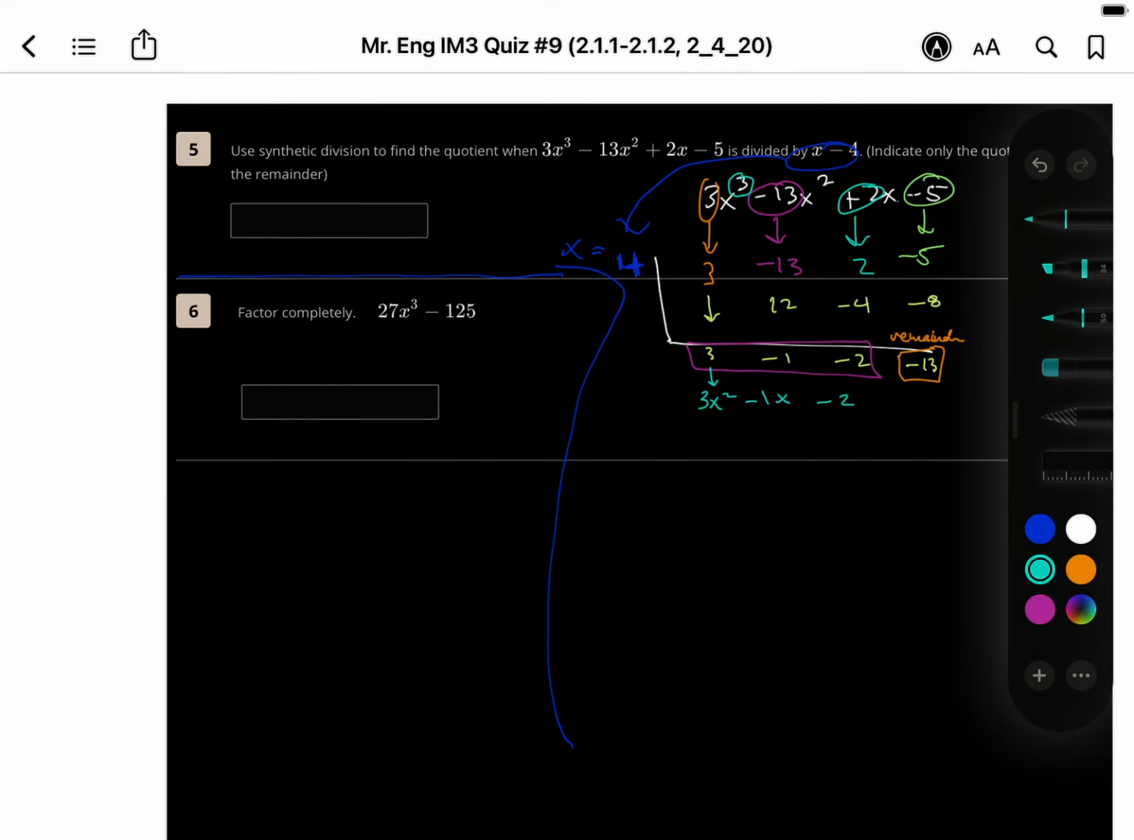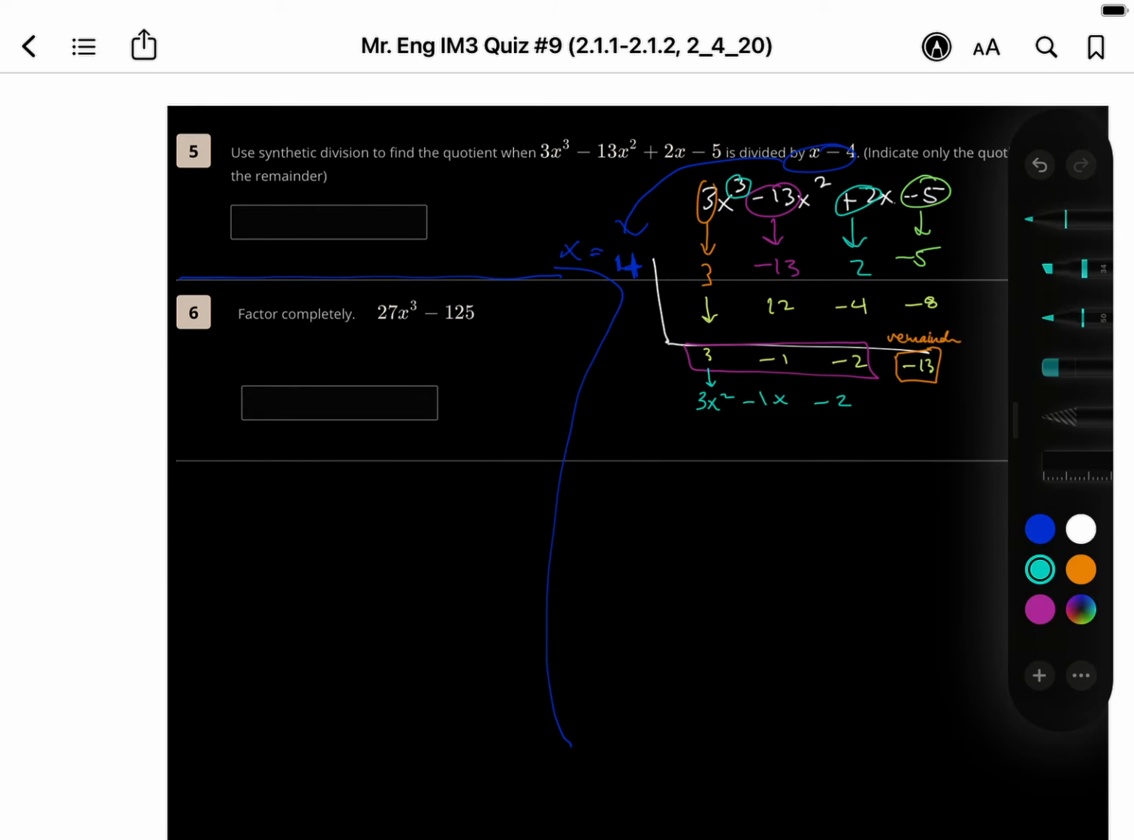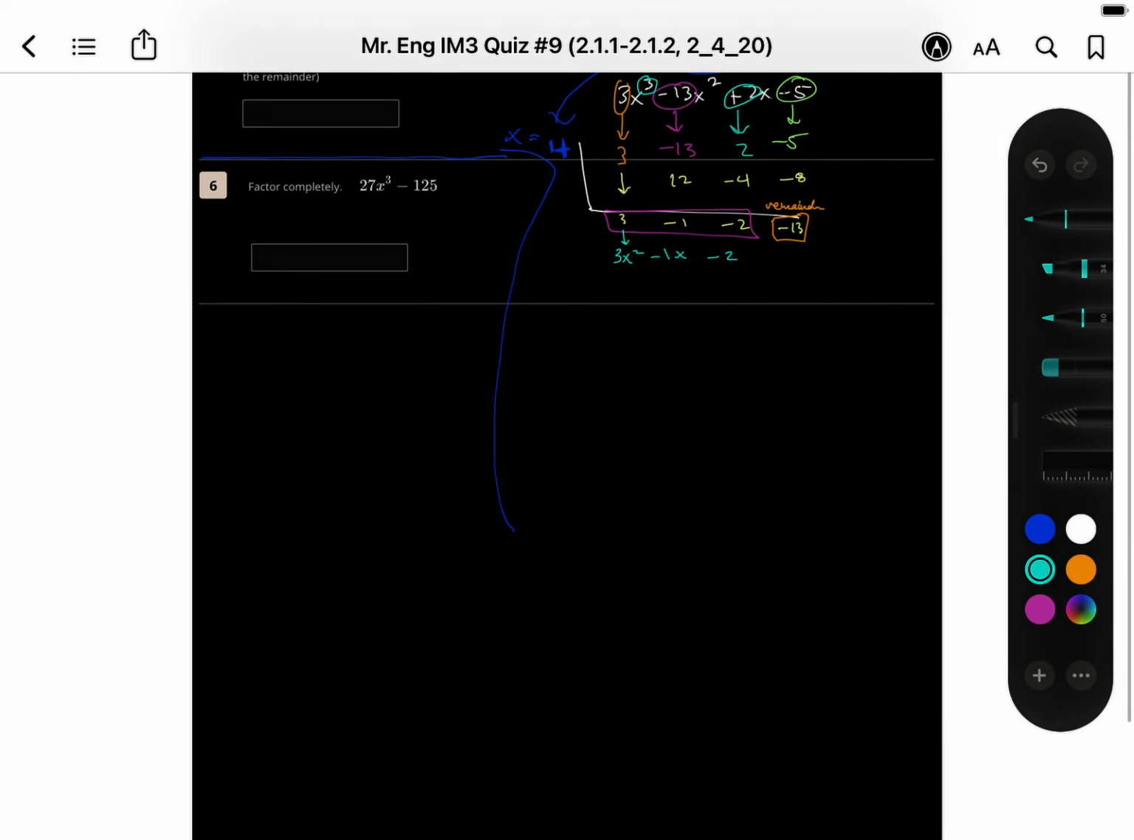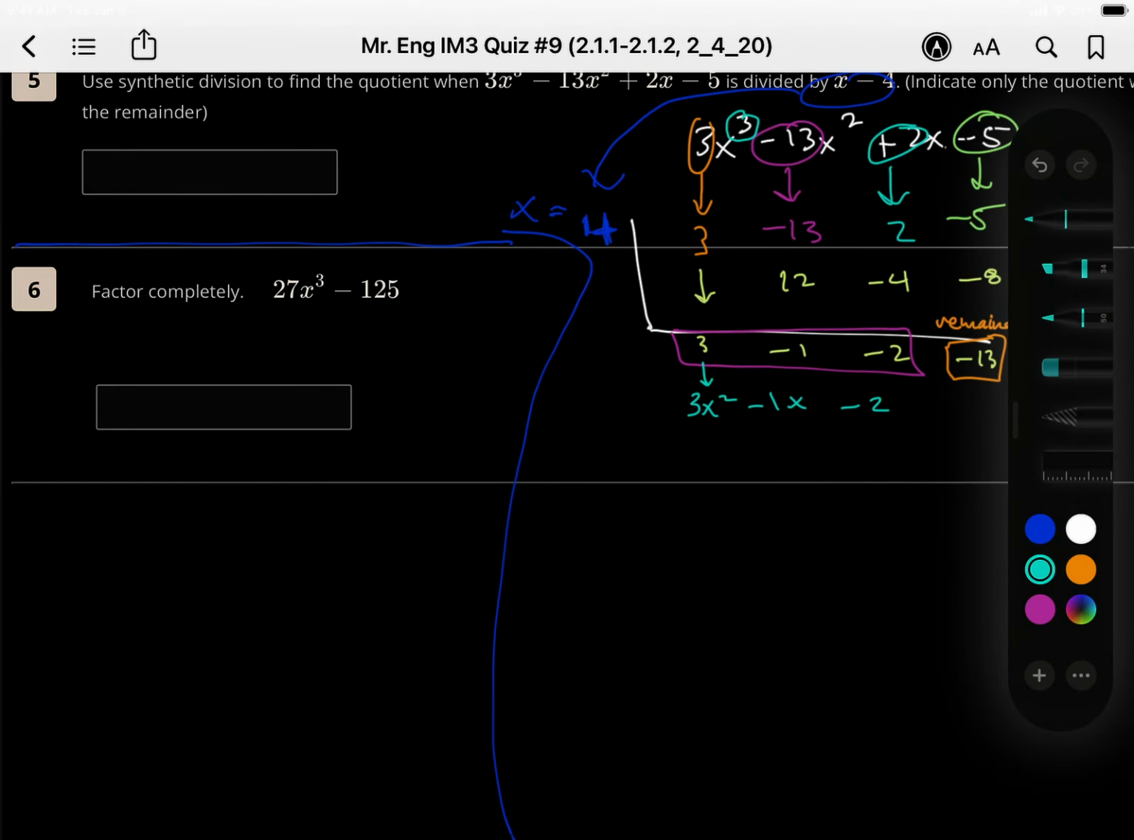So use synthetic division to find the quotient when 3x cubed minus 13x squared plus 2x minus 5 is divided by x minus 4. Indicate only the quotient without the remainder. So I'm just going to write down the blue. Let's write that down, or just negative x, and double check the answer here. Awesome.